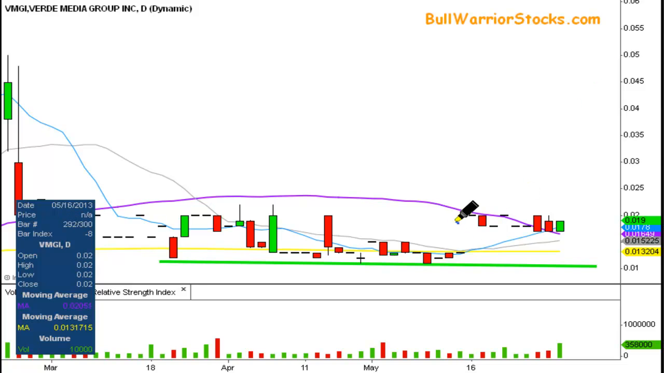The next level of support is this yellow line right here. This is the 200-day simple moving average, very famous moving average in the world of technical analysis. That level is at 0.013. So that's another level of support.